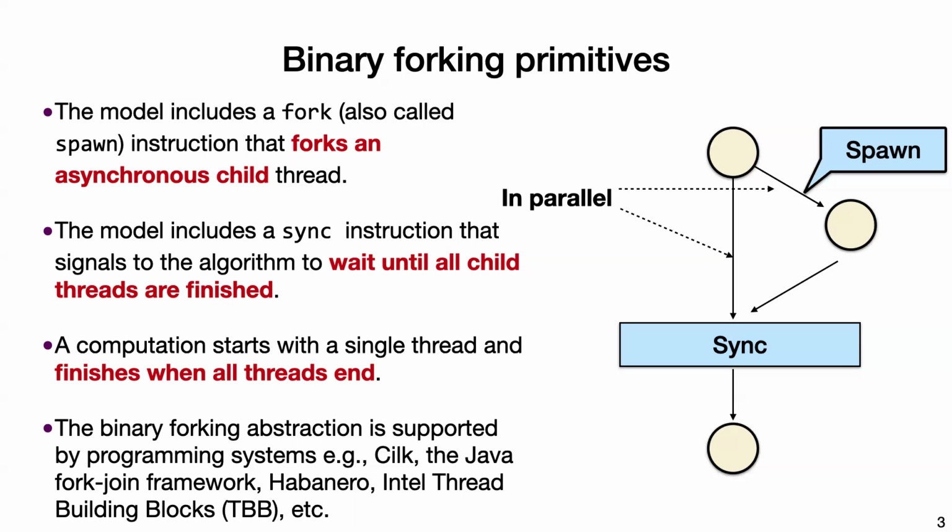The computation starts with one thread, and it finishes when all the threads end, like you reach the end of your program, and all of them have finished their work. The reason that we're studying binary forking is that you actually have these programming constructs in languages like Cilk. Java supports some kind of fork-join model, Habanero, which is another one, and then Intel TBB, which is Threading Building Blocks. So these are all popular programming models for shared memory.